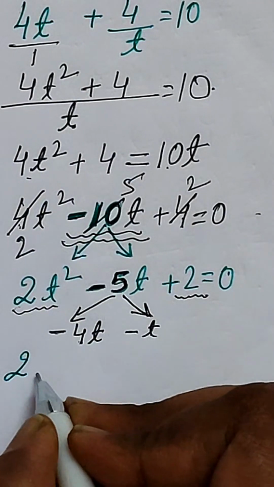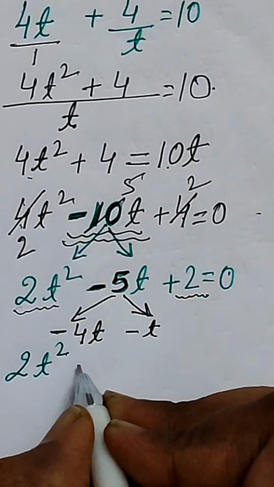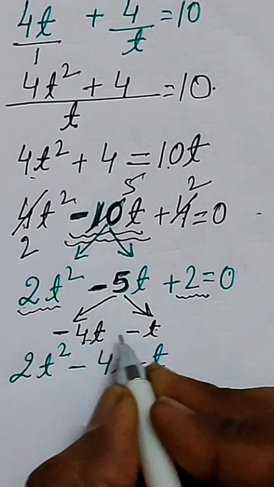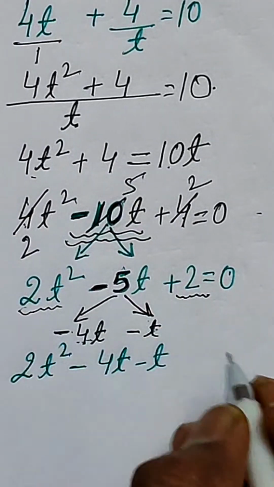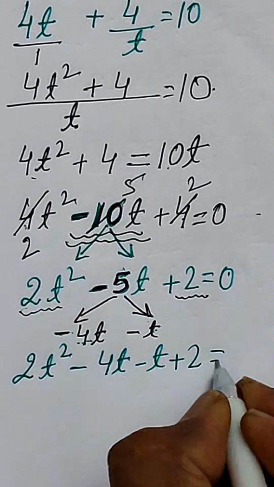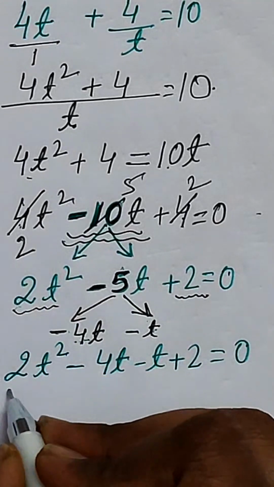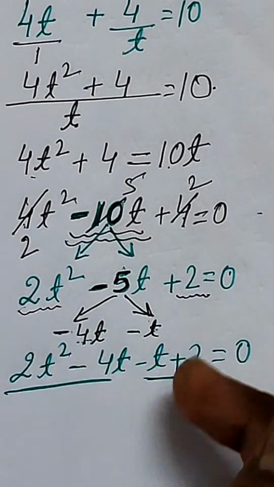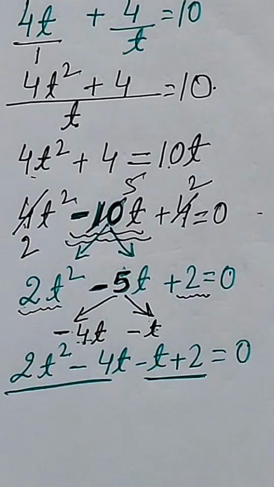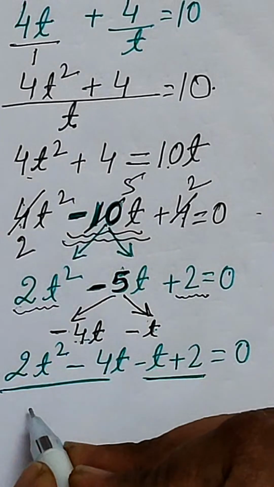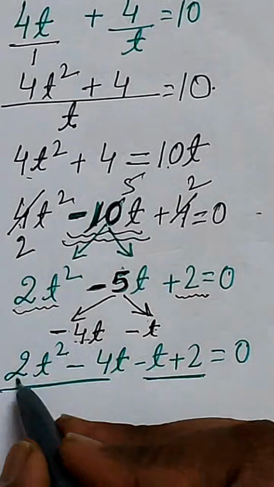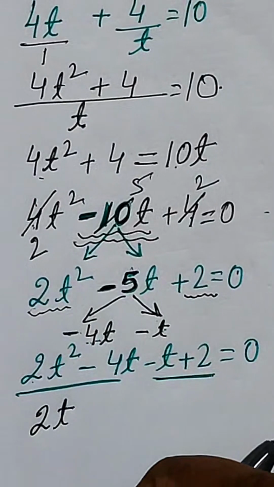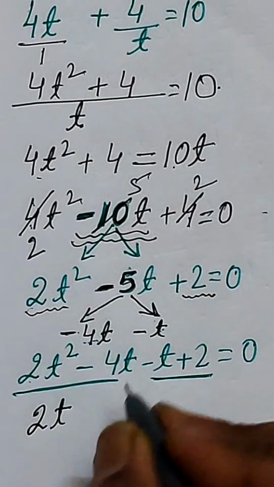After splitting, our equation will look like this: 2t square minus 4t minus t, writing these two terms which we have split, plus 2 is equal to 0. Now from these two terms and from these two terms, try to take something common. So what we will do is take 2t as common from here. When we take 2t as common, we are left with what?